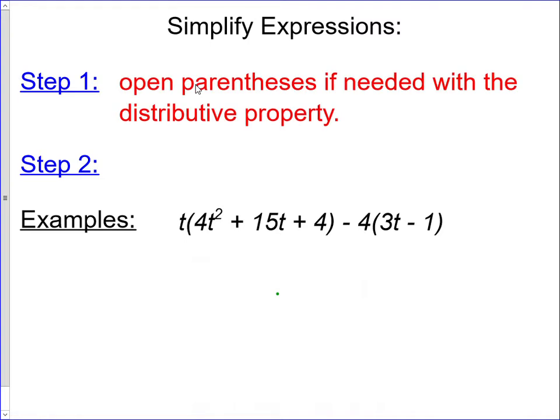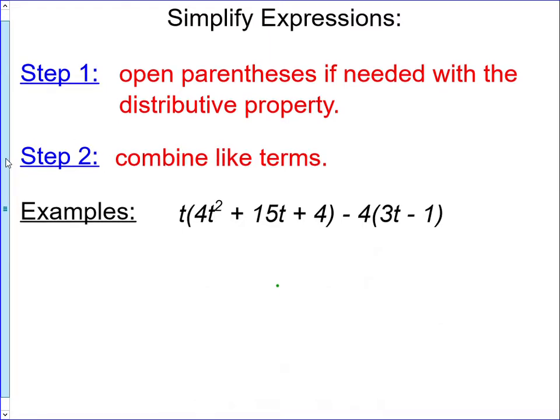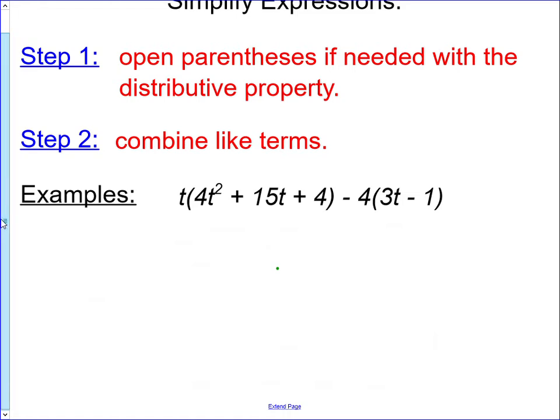Step number one is simply to open parentheses if needed, and that's using the distributive property. Step number two is going to be to combine like terms. So let's just dive right into this and see how we do.